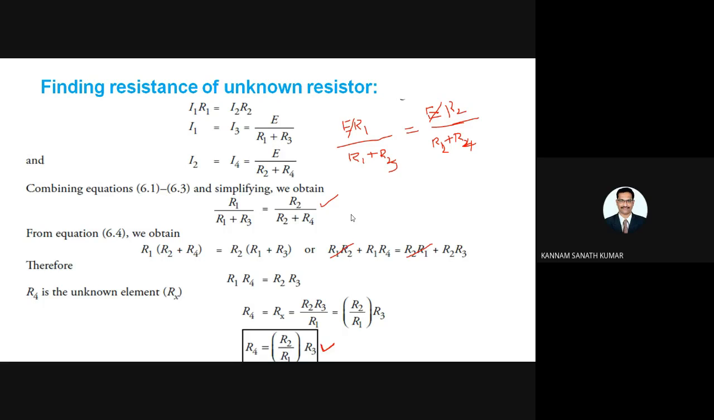So this is about the balancing condition, where you can find out the unknown resistance. Is it okay? I think all of you understood the balancing condition.